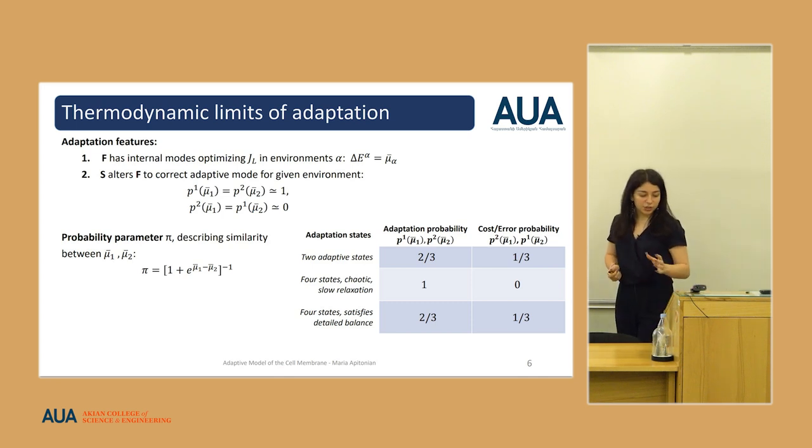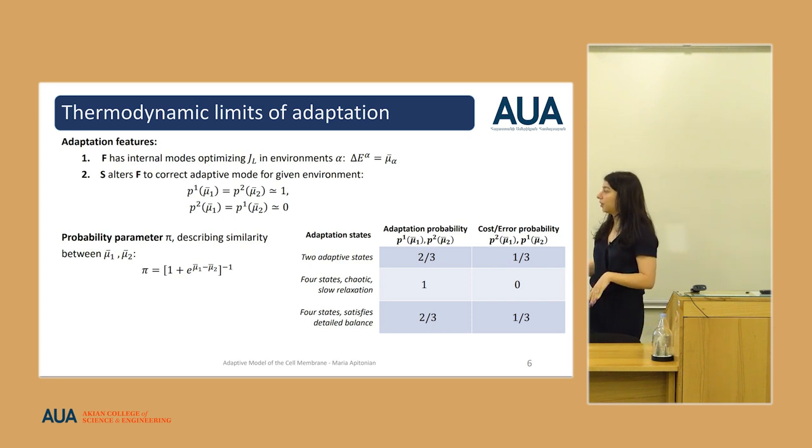So analyzing a two adaptive state, first of all, with two internal delta E's, we find that the maximum adaptation is 2 over 3. So the machine will essentially work on the incorrect adaptive mode one-third of the time, at least one-third of the time. In order to try to improve this value, we added two more states. So we still have a two-state environment, but each environmental state has two internal modes that work optimally. So two internal modes of the machine that work optimally in that environment.